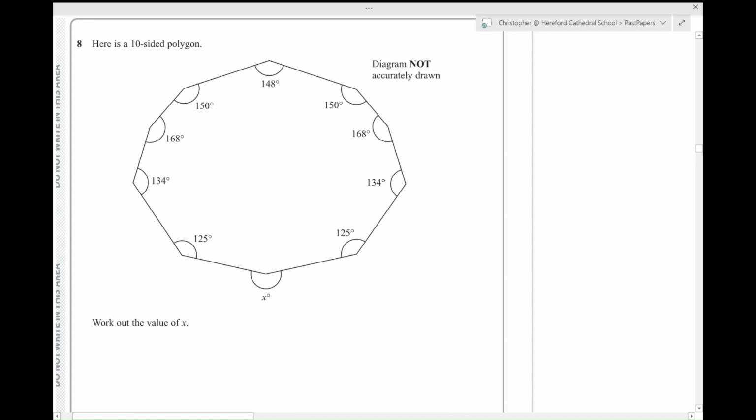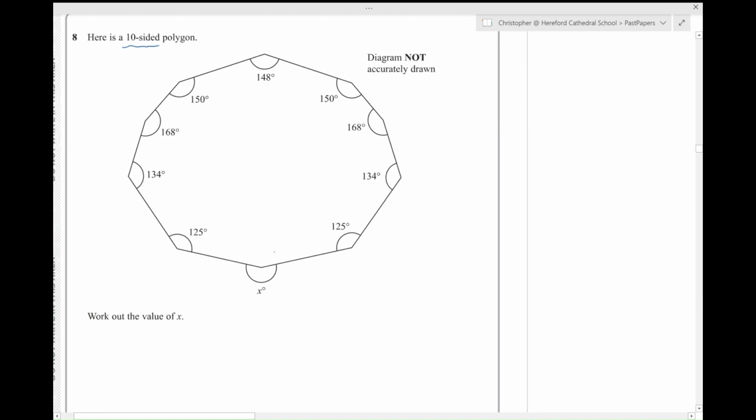Question 8. A 10-sided polygon. Work out the value of x. Well, I could work out the value of y here because I know what all the interior angles of a 10-sided polygon add up to. All the interior angles of a 10-sided polygon add up to 8 times 180.